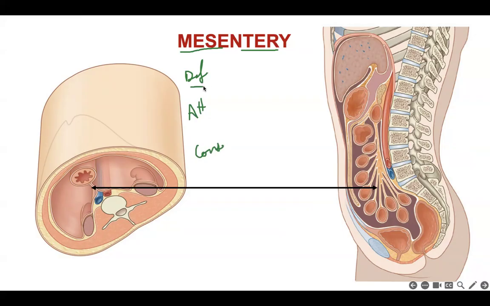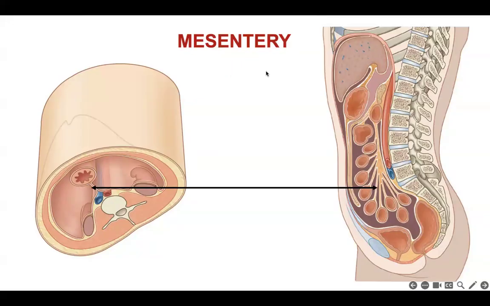Okay, we can remember the definition of the mesentery. For any peritoneal structure, you have to mention first that it is a peritoneal fold, and then which organ the peritoneal fold belongs to. The mesentery is a peritoneal fold of the jejunum and ileum, or small intestine. Okay, what is the attachment of the mesentery, attached to what? And what are the contents of the mesentery?